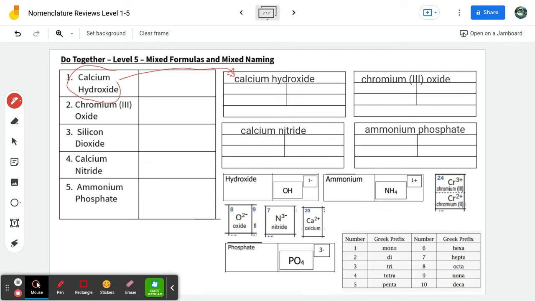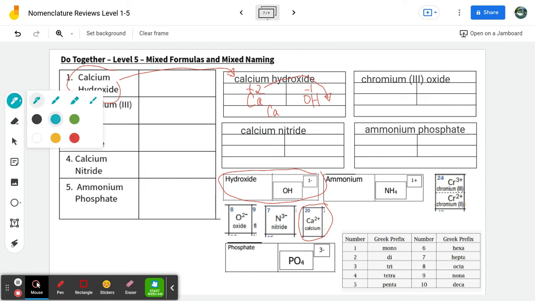balance the formula. So calcium is on your periodic table, Ca plus 2. Hydroxide is a polyatomic ion, OH minus 1. We're going to cross the 2 over. And this is one that sometimes people forget that you do need parentheses around the OH. There's no subscript with OH, but it's still polyatomic, and it will still need parentheses because there's two elements, O and H. So Ca(OH)2 is going to be your formula.